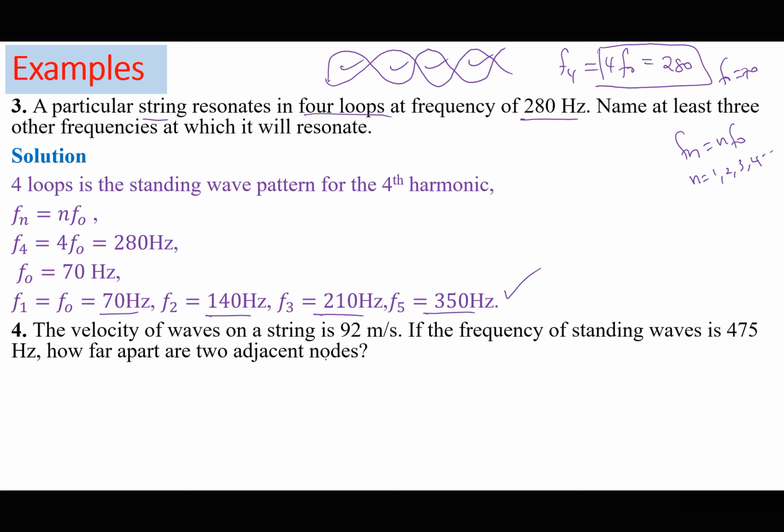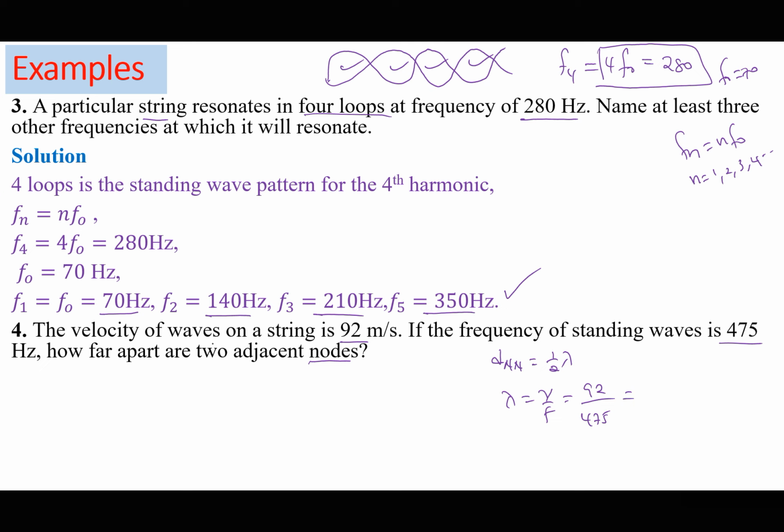The velocity of waves on a string is 92 meters per second. If the frequency of standing waves is 475 Hertz, how far apart are two adjacent nodes? Remember, the distance between a node and another node is always half of the wavelength. So all we need is to find the wavelength. The wavelength is going to be V over frequency from the general wave equation, where V is 92 over the frequency, which is 475.